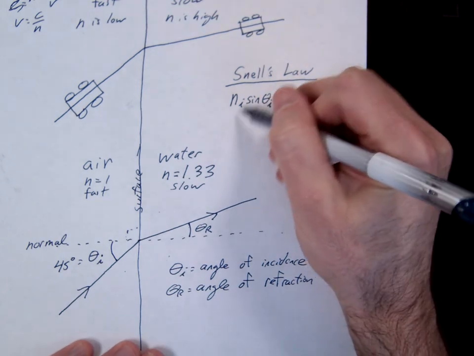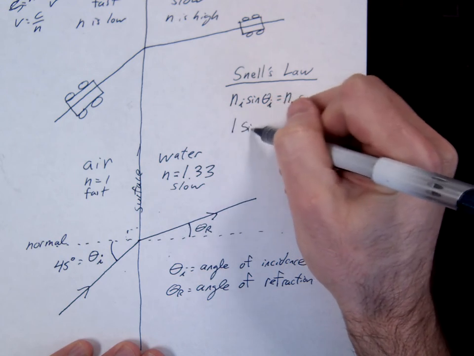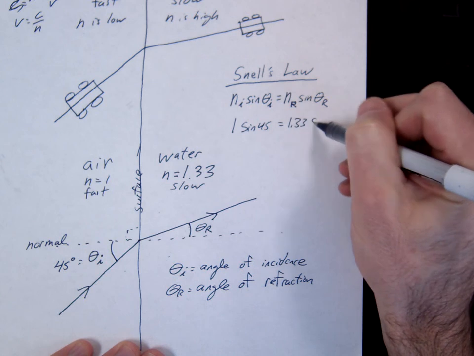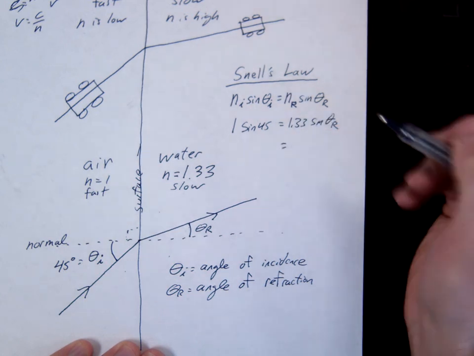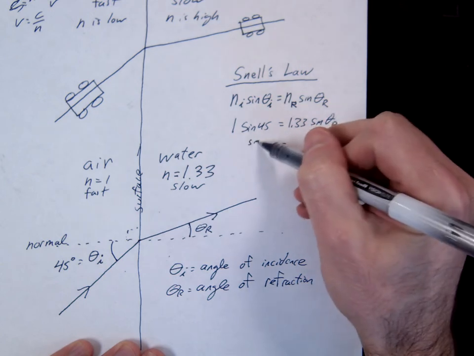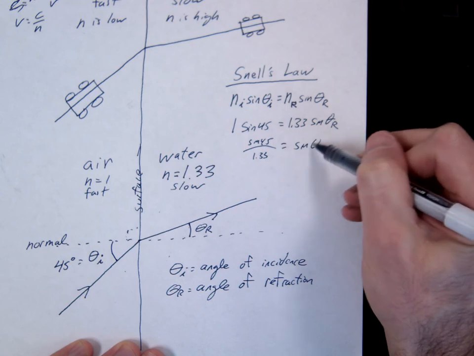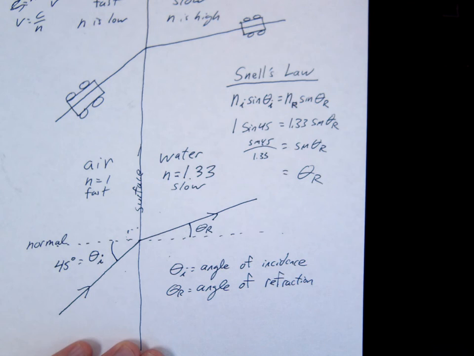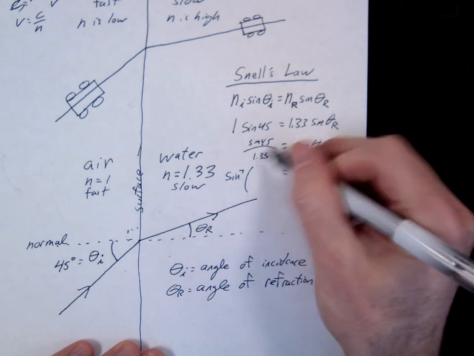So we'll call incident the air side. So I'm going to have 1 sine 45 equals 1.33 sine theta r. Okay, divide by 1.33. And then how do I get rid of theta r? Arc sine or inverse sine of whatever this is.